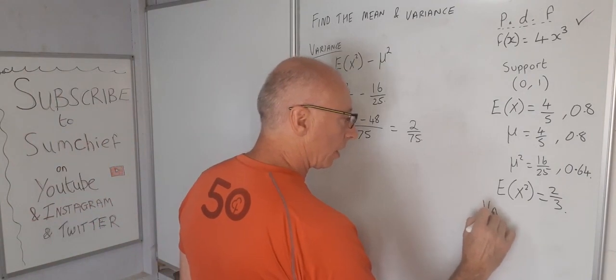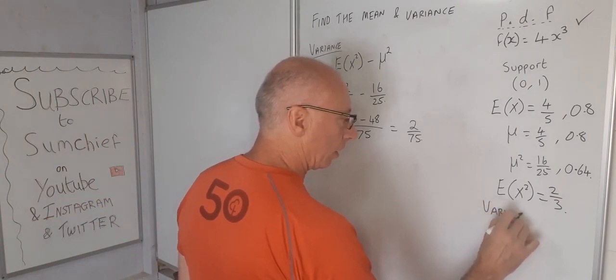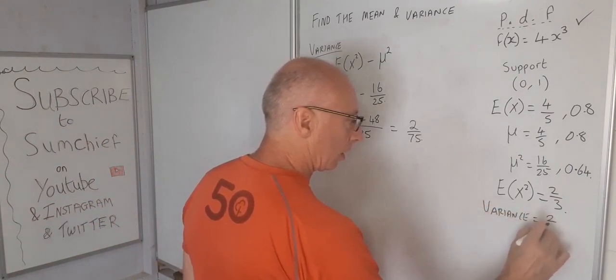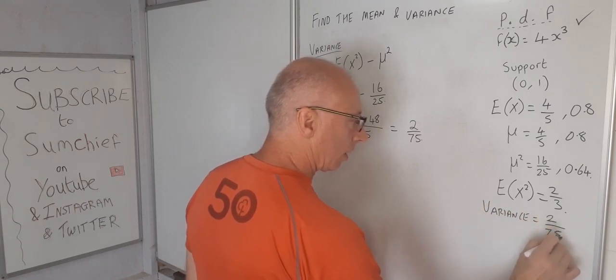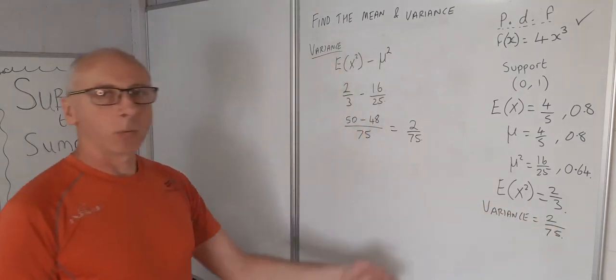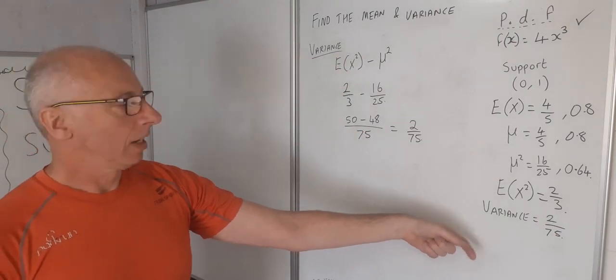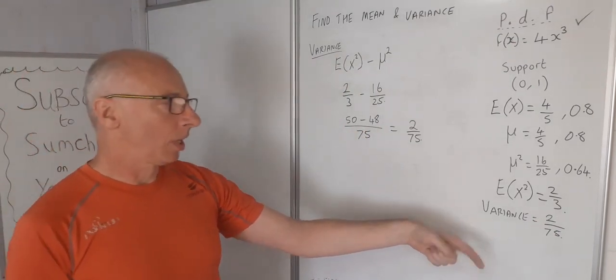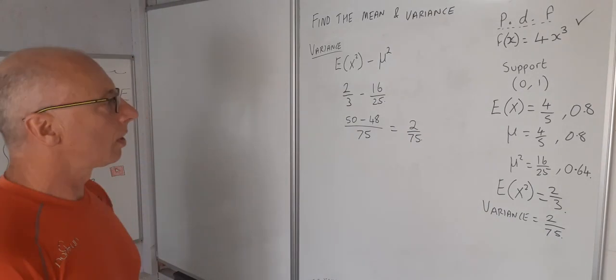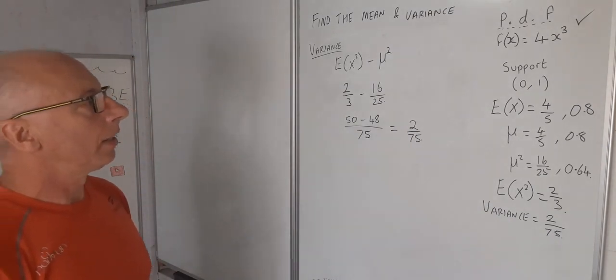So our variance is 2 over 75. Now if you want to work out your standard deviation from that, then the formula for that is really simple. You could do that from the 2/75. Okay, that completes the question.